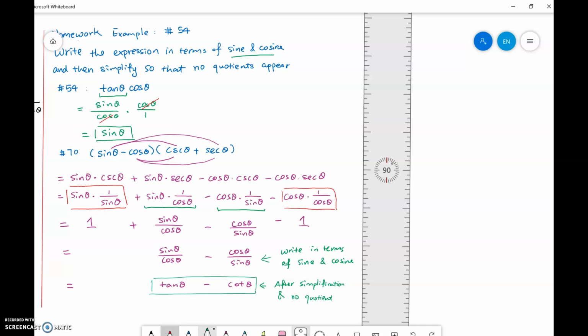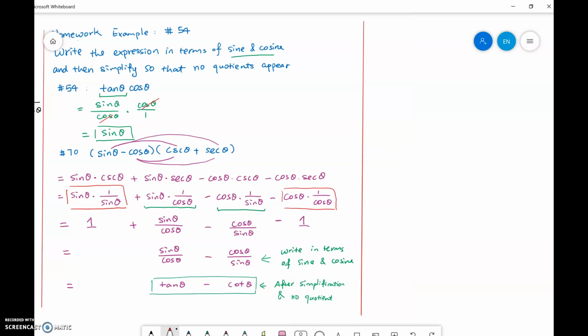I'm going to do one last question. Is number 74. I think hopefully 74 is a little bit of a challenge. 74, we have secant squared minus 1 over cosecant squared minus 1. Okay.